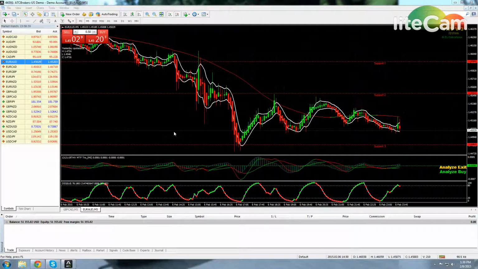These are the indicators that I use to trade, and if you're trying to trade successfully like me, you should probably have the same tools in your toolbox.